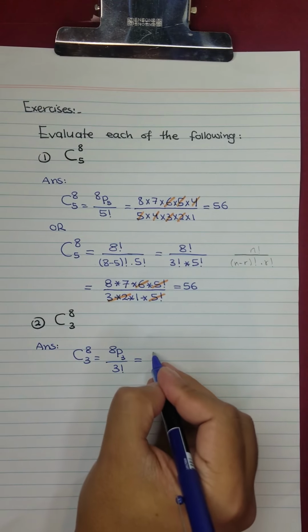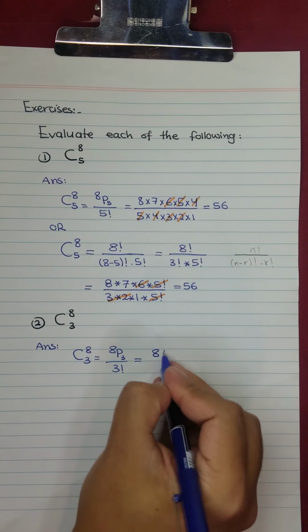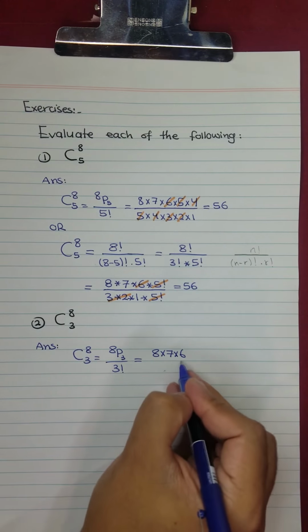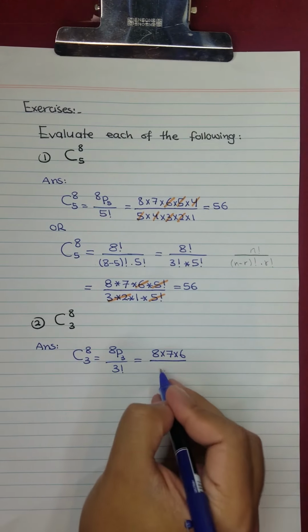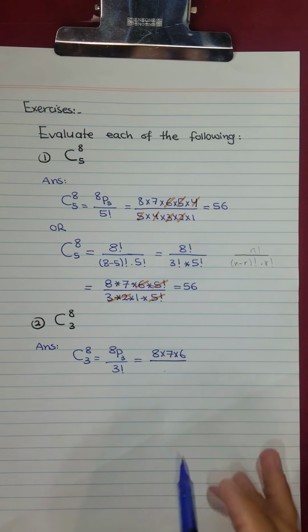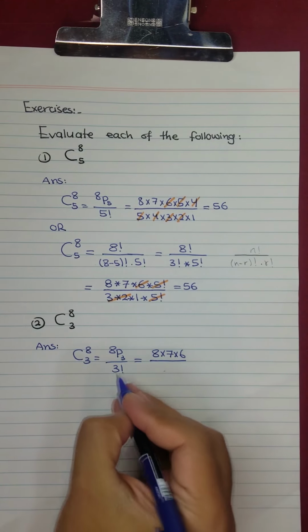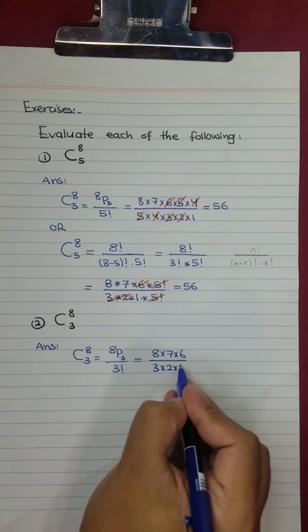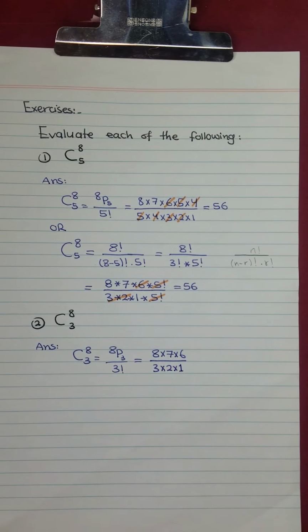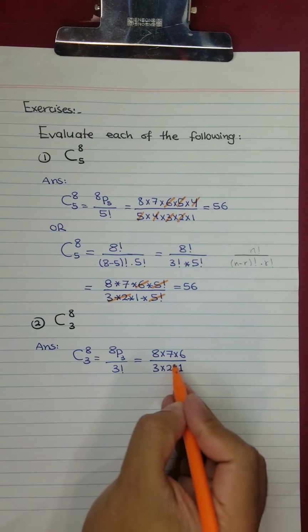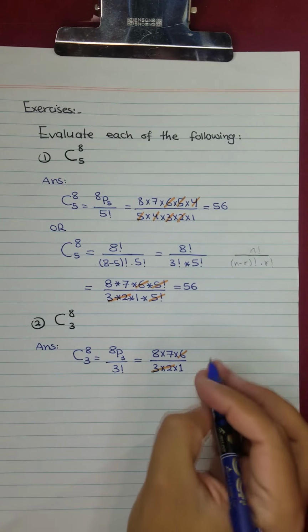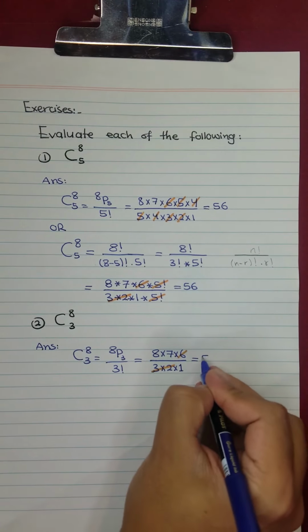So 8 permutation 3 is 3 actions, which is 8 times 7 times 6. 3 actions starting with 8. Over 3 factorial is a sequence that decreases up to 1 and starts from 3. So it's 3 times 2 times 1. Now notice the following. When we cancel, 3 times 2 is 6. So I cancel it with the 6. I will get 8 times 7, which is 56.